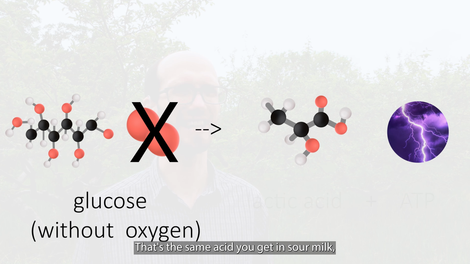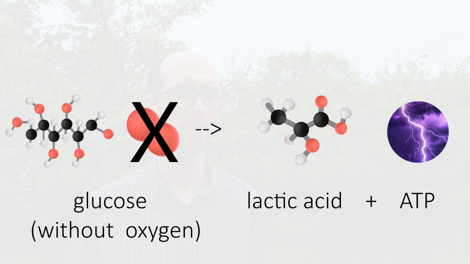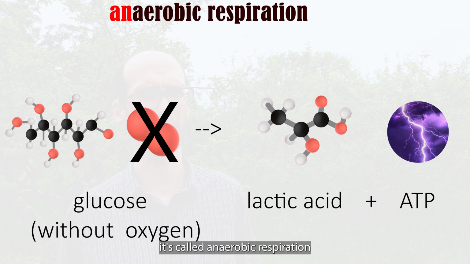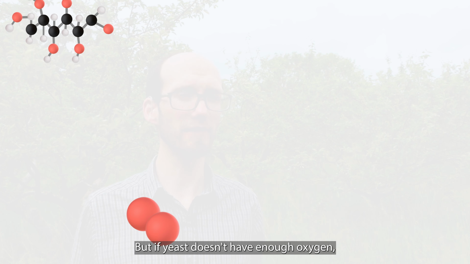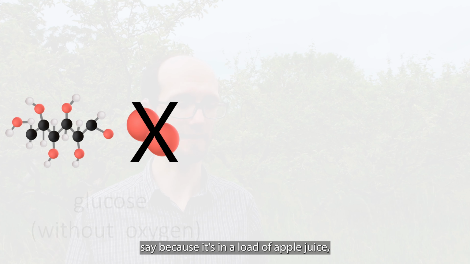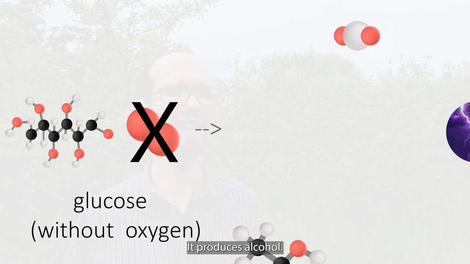That's the same acid you get in sour milk, and it's why you can get a cramp if you suddenly run fast. When we do that, it's called anaerobic respiration, and it's 19 times less efficient than if you have oxygen available. That's why breathing's great. But if yeast doesn't have enough oxygen, say it's in a load of apple juice, it doesn't produce lactic acid, it produces alcohol.